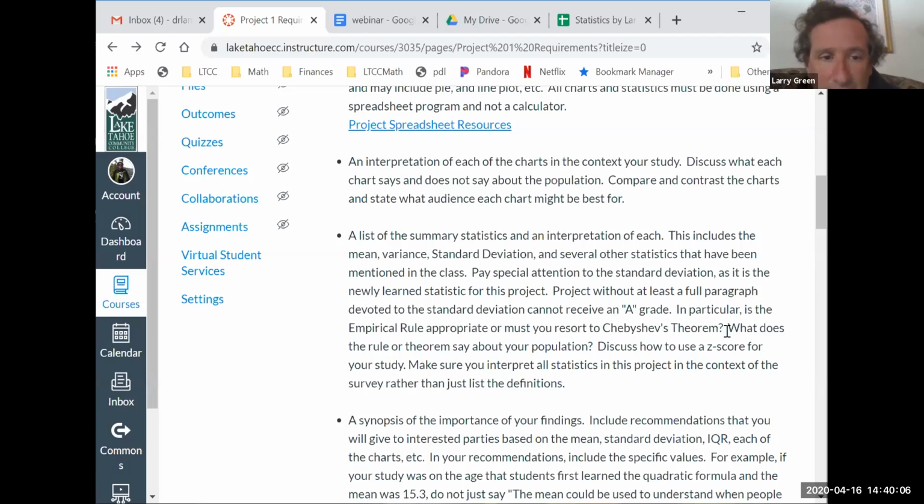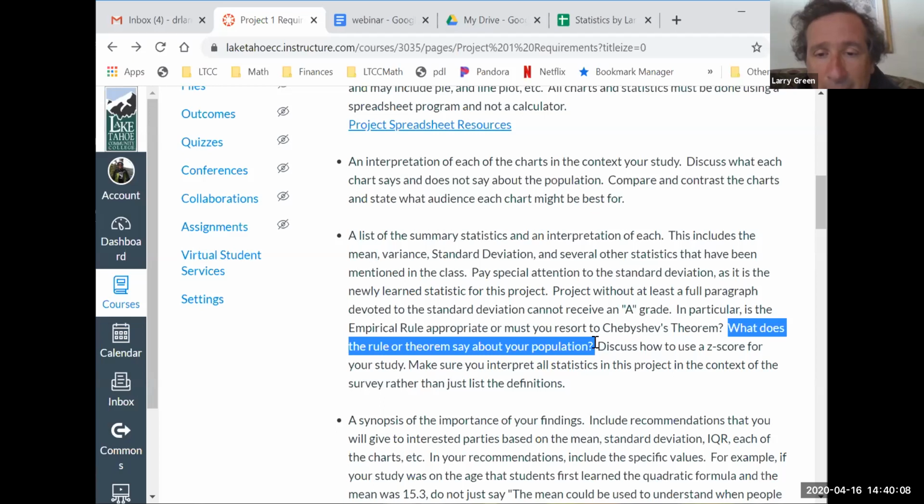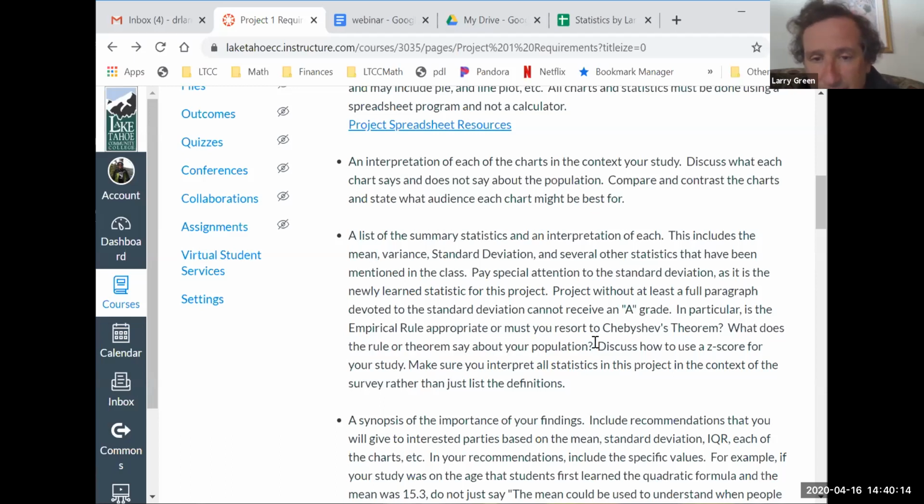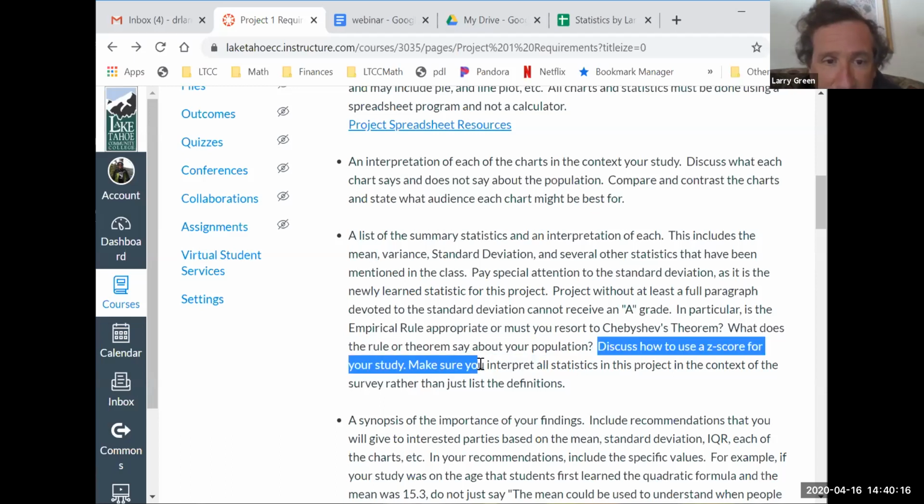Okay, what does the rule or theorem say about your population? And of course, based on that, what recommendations are you going to make to the client? Discuss how to use a Z-score for the study. Okay, so we talked about that on the quiz a few days ago, that you had to do that.